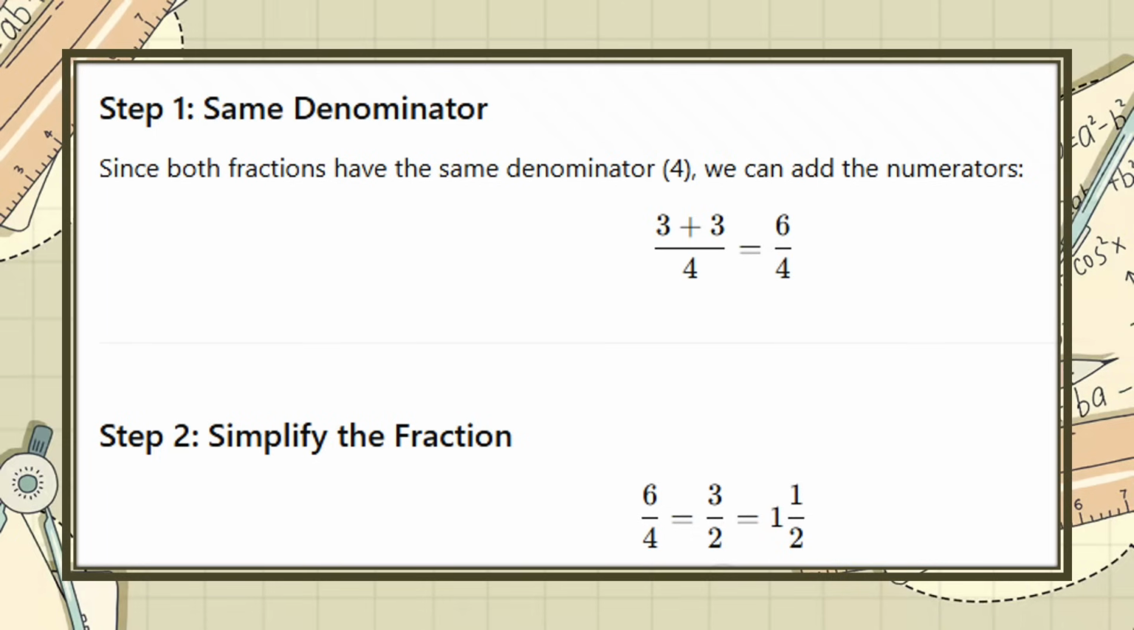So 6/4, we divide it by 2. 6 divided by 2 is 3, and 4 divided by 2 is 2. So now, it's still an improper fraction, but it is in its lowest term. So we're going to convert it into a mixed fraction. 3 divided by 2 is 1. That 1 is the whole number, and then the remainder will be the numerator, and then copy the denominator. So the answer is 1 and 1/2.